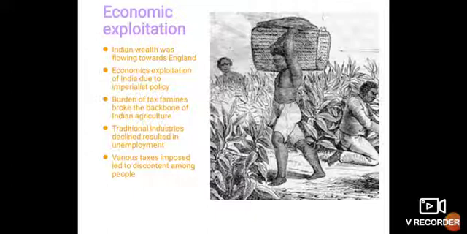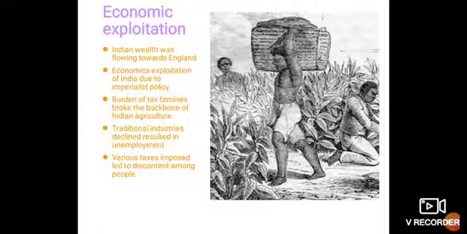Next, we will see economic exploitation. The Indian wealth was flowing towards England by all means. Due to the imperialistic policy of England, there was the beginning of economic exploitation of India. As we know, Britishers used to force our farmers, artisans and all working class people to grow cash crops according to their wish, as they were having a good return in the international market. So you can say the wealth of India was flowing towards England. They were benefiting, they were in great profit. But what about us? Our Indian people were in great loss.